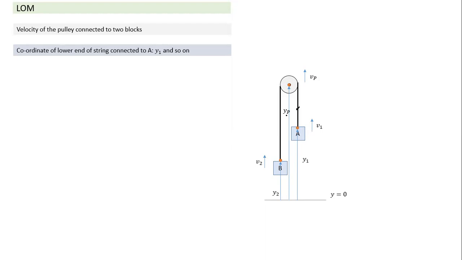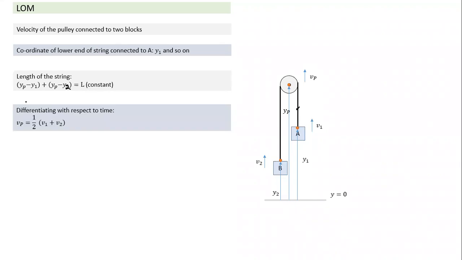So can we write the length of the string in terms of coordinates? Let's see. Left string is yp minus y2. Sorry, I have missed y. One is y1, one is y2. So one string is yp minus y2. Other side string is yp minus y1. Add these two, that's the length of the string. Again, this part of the length is not changing. We have ignored the length of the string which is wound around the pulley. And this is the total length, which is constant.